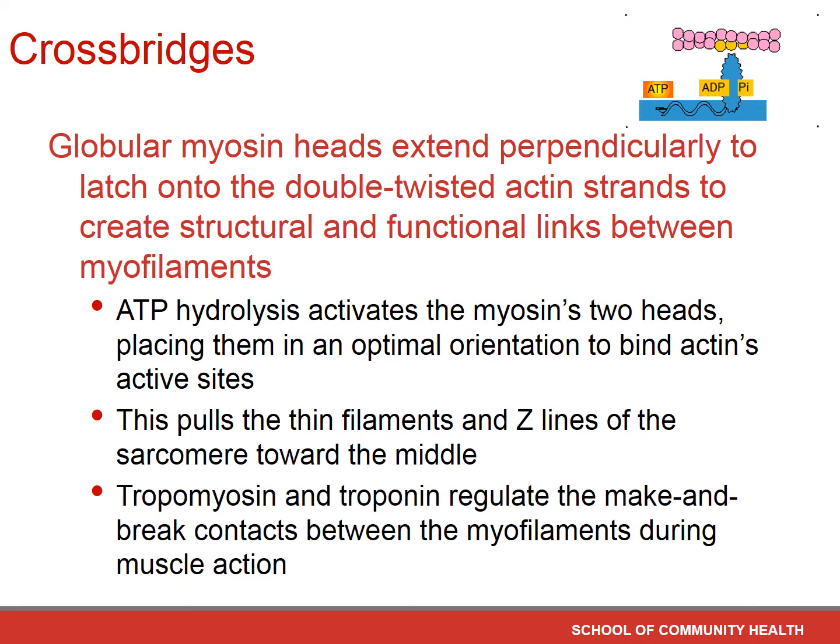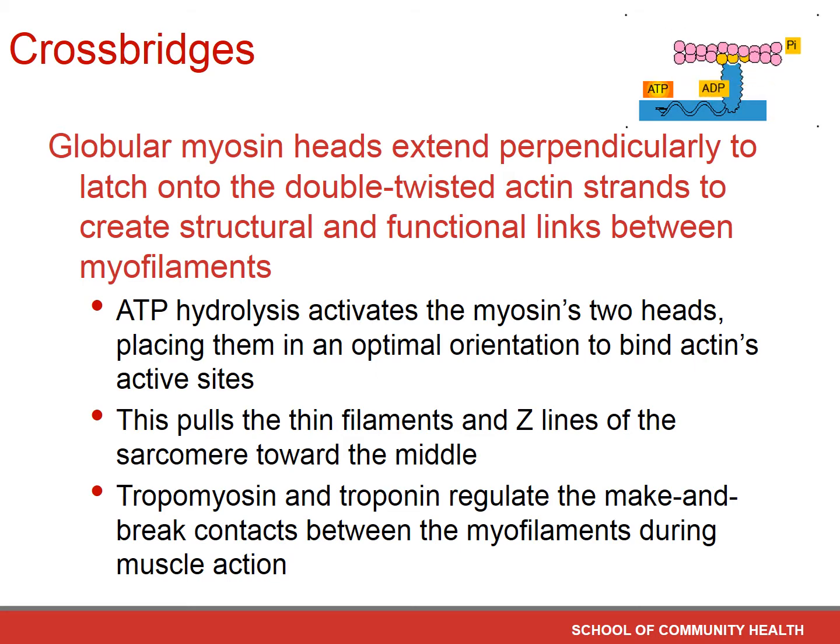Okay, now cross bridges. So now we're going to consider how actin and myosin contract together to form cross bridges. The globular myosin heads extend perpendicularly to latch onto the double twisted actin strands to create structural and functional links between myofilaments. During a muscle contraction, when the regulatory proteins have been moved off actin, the myosin head, the globular head, is going to bind to the actin molecule.